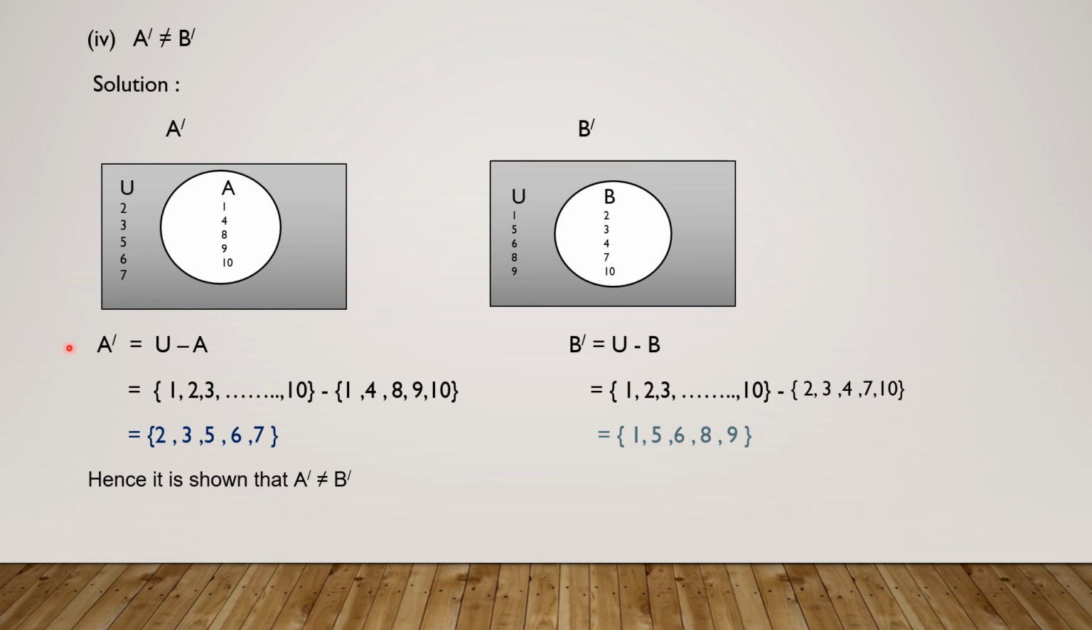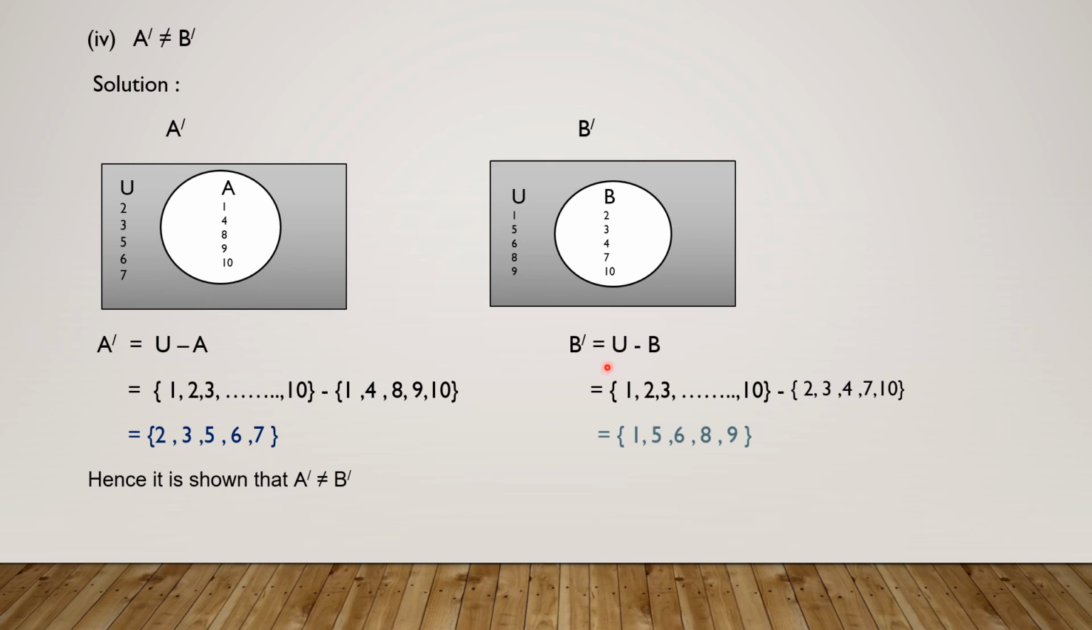In next step, find A complement. A complement means U minus A. We will write set U, then minus, then A. Now students, we will write all those elements of set U which are not in A. We will not write 1, 4, 8, 9, 10 in A complement. Got it? 2, 3, 5, 6, 7 is our answer.